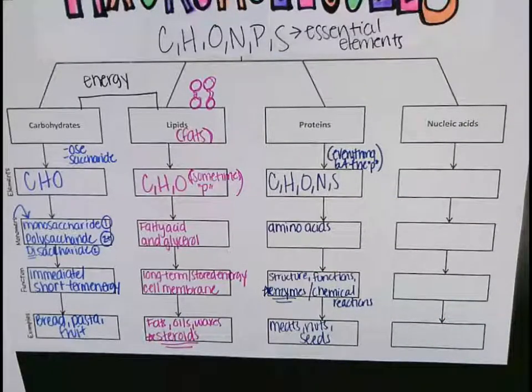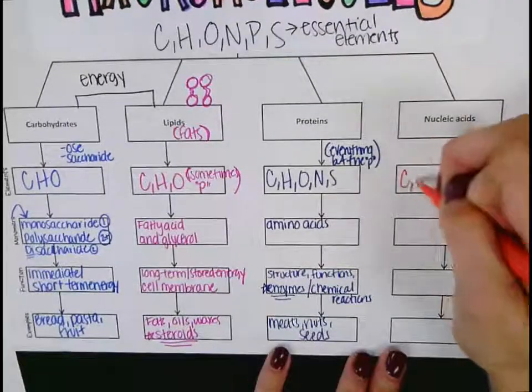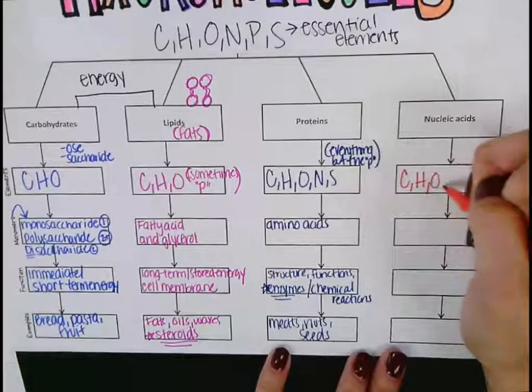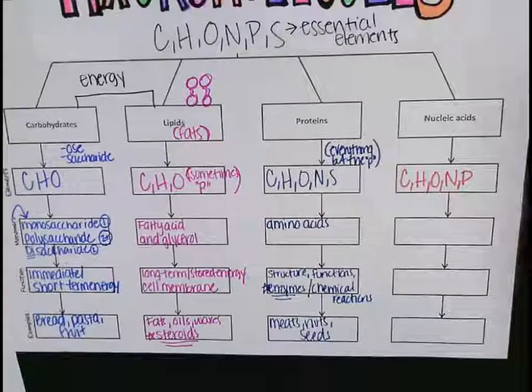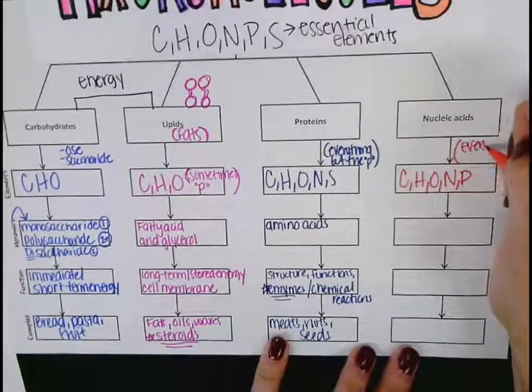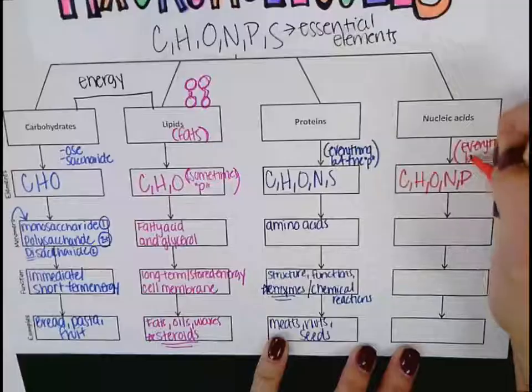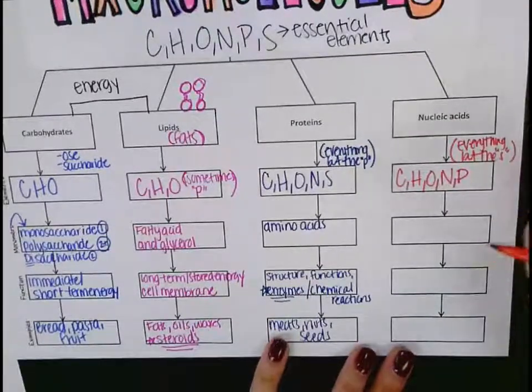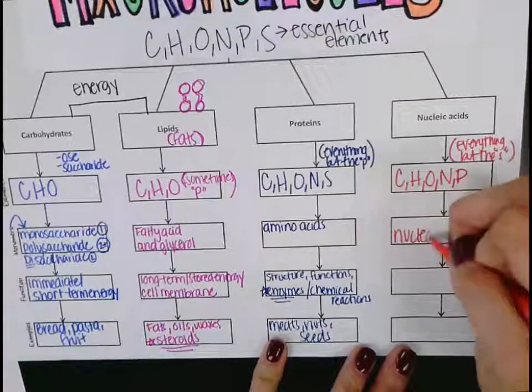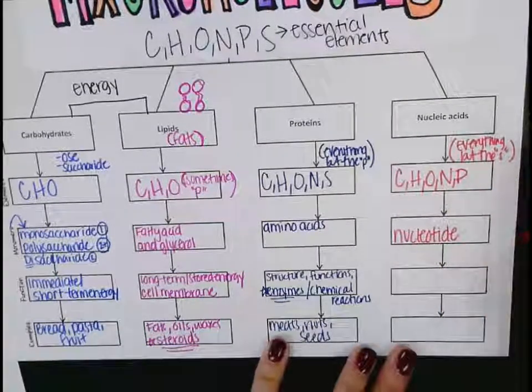Last but not least, we are going to talk about nucleic acids. And we're just going to touch on this because we actually have a unit that is all about nucleic acids, okay? Nucleic acids have everything but the S. So again, they have C, they have H, they have O, they have N, but they don't have S, they have P, okay? So everything but the S. The monomer of a nucleic acid is a nucleotide, which will really hit hard later.